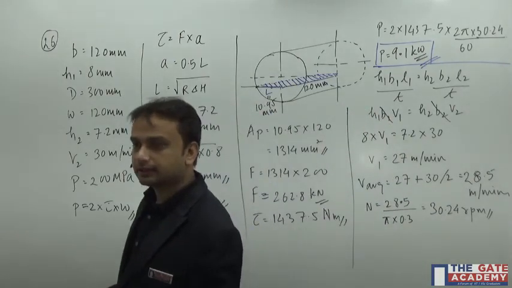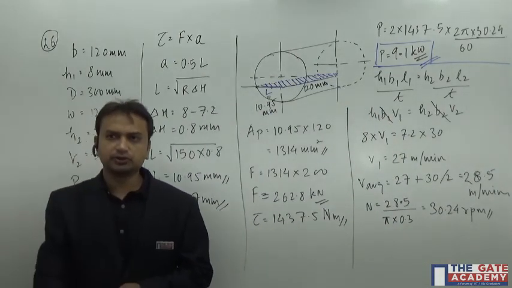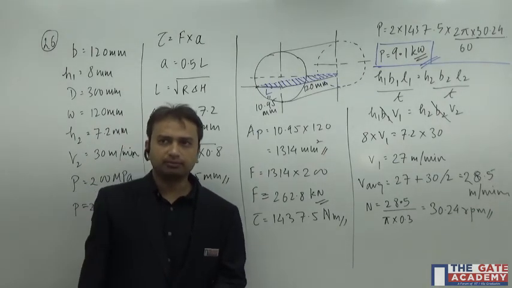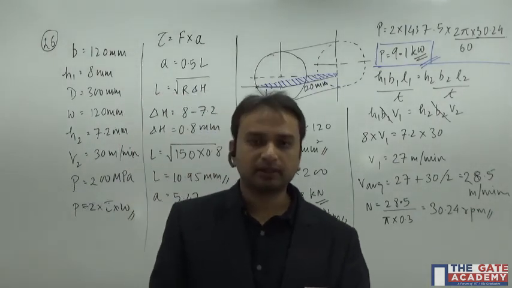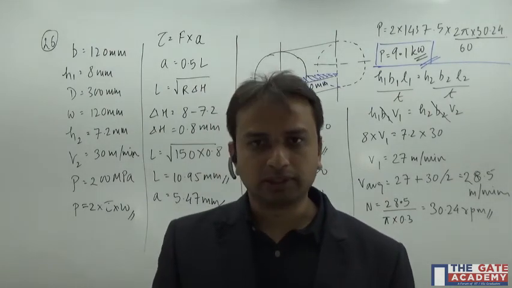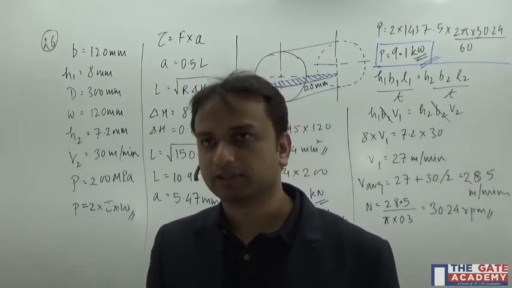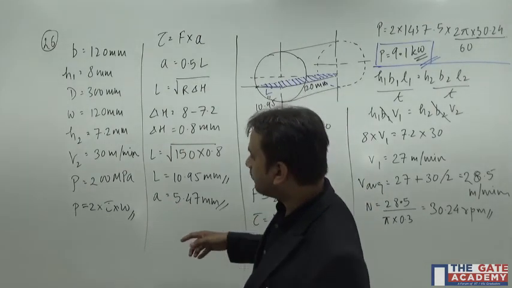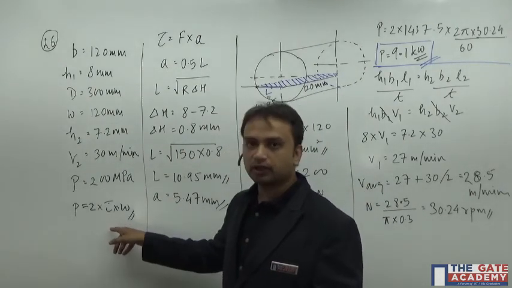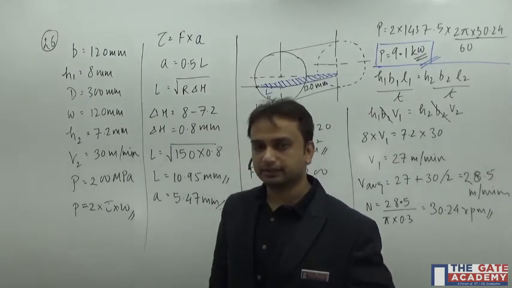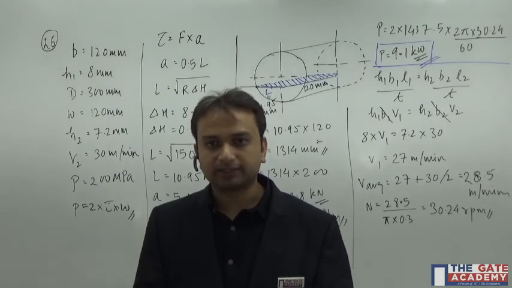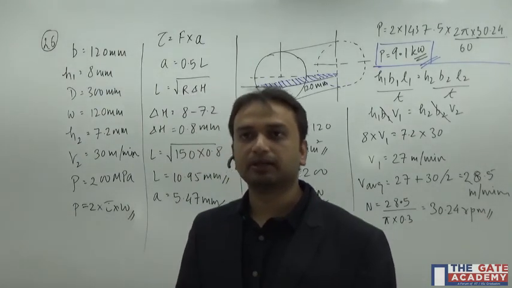I hope that it is clear to you, and it is quite a lengthy problem, but worth attempting. So let me summarize what we have done over here. These are the given data, and the power is calculated as twice of torque into omega, twice because there are two rolls, and that's why we have to multiply by 2.